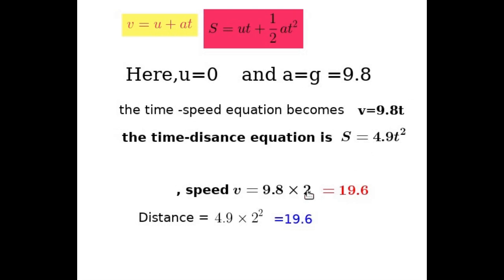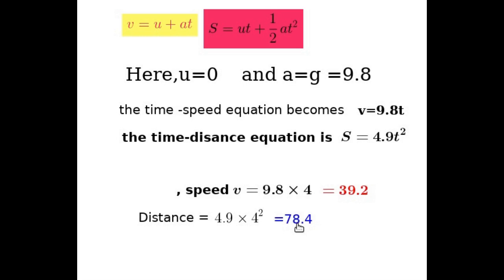When t is equal to 2, speed v is equal to 9.8 into 2, 19.6. Distance, 4.9 into 2 square, that is equal to 19.6. Again, t is equal to 3. The speed becomes 9.8 into 3, that is equal to 29.4. And the distance traveled by the object after t seconds is 4.9 into 3 square. 4.9 into 9, that is equal to 44.1.